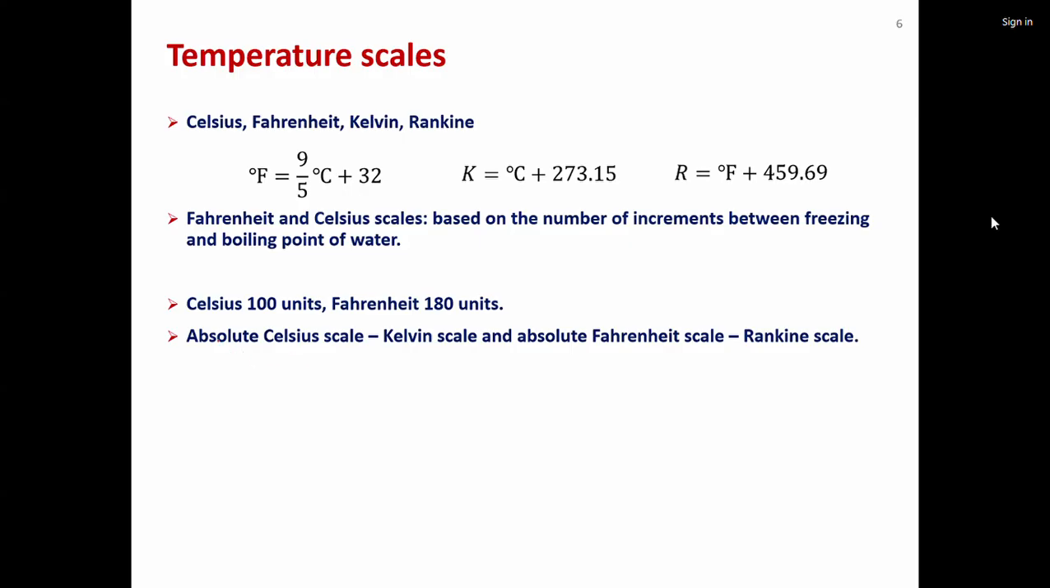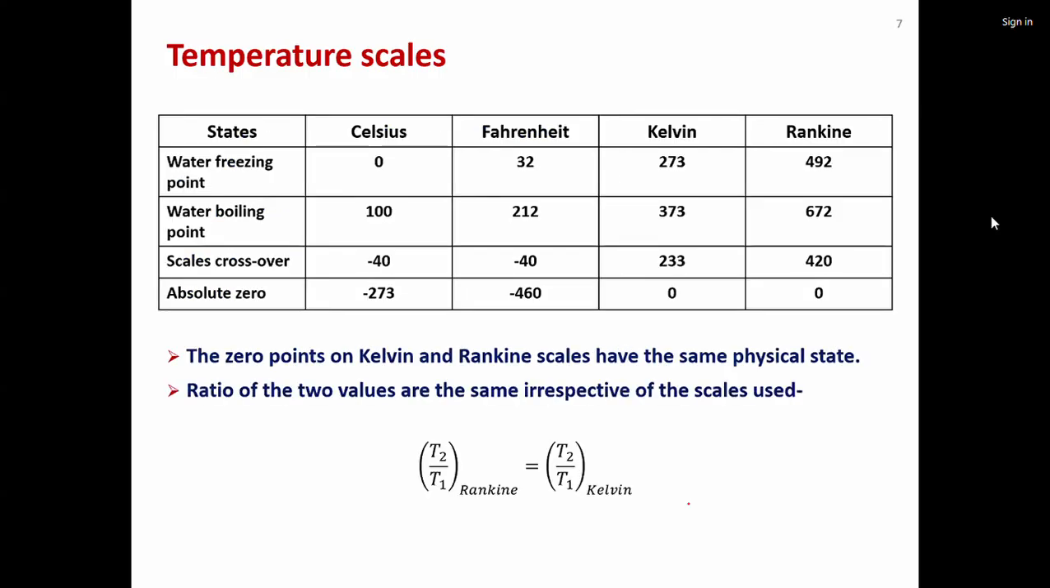And as we said, the absolute centigrade scale is known as the Kelvin scale, and the absolute Fahrenheit scale is known as the Rankine scale. So this table basically summarizes how the different temperatures are related. You can see that the freezing point of water is 0 degrees centigrade, which is 32 degrees Fahrenheit. And now the boiling point of water is 100. So you can see that you can have 100 divisions here. 0 degree, 1 degree, up to 100 degree.